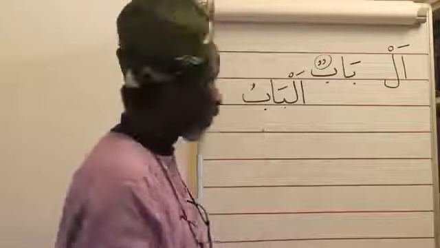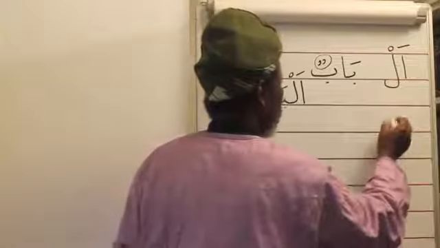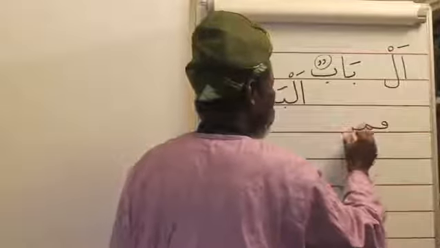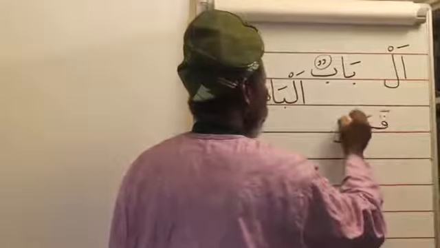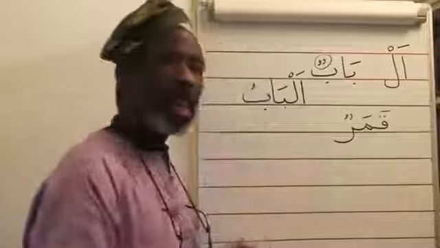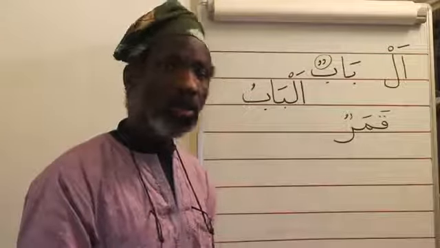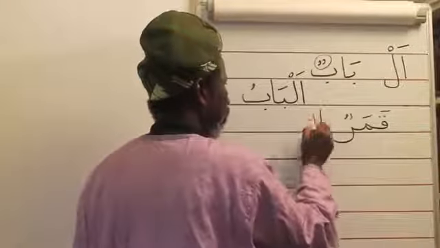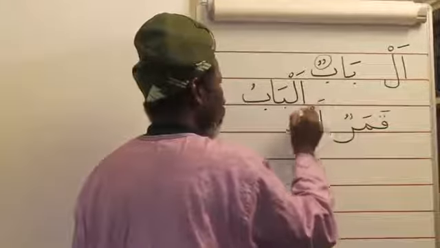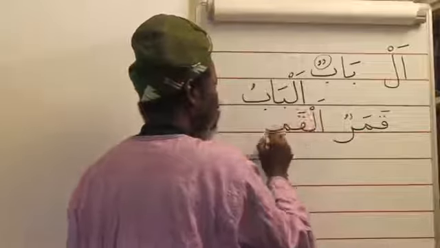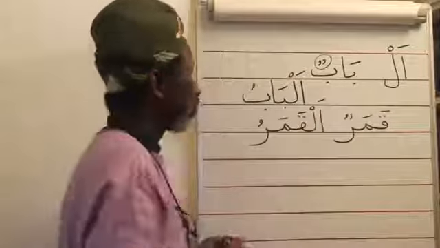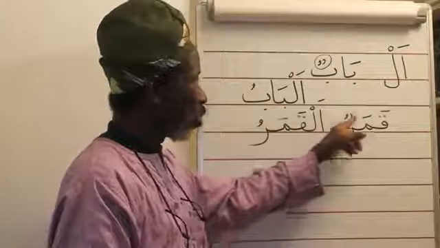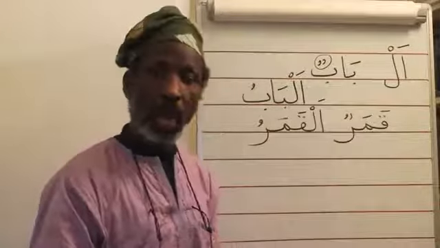Another one, if I say qamarun, that's mean a moon. How do we say the moon? I'll say al qamaru. Again, we pronounce the al and then we reduce the un to a u. Al qamaru.